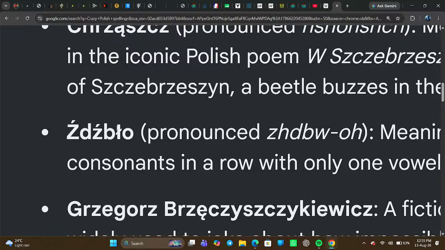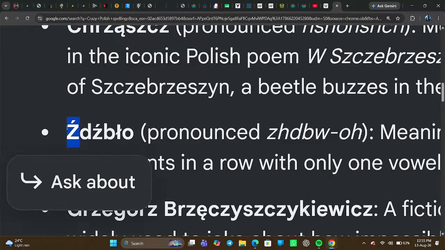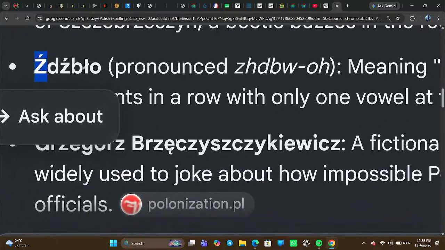So in Polish, when you have the letter L that is crossed, that's W. And if you have letter Z with an acute accent, that is J. And if it doesn't have an acute accent, that is TS. So now look at this one.